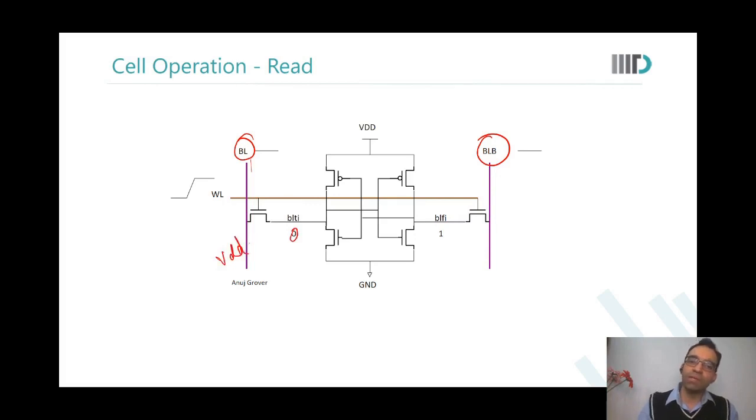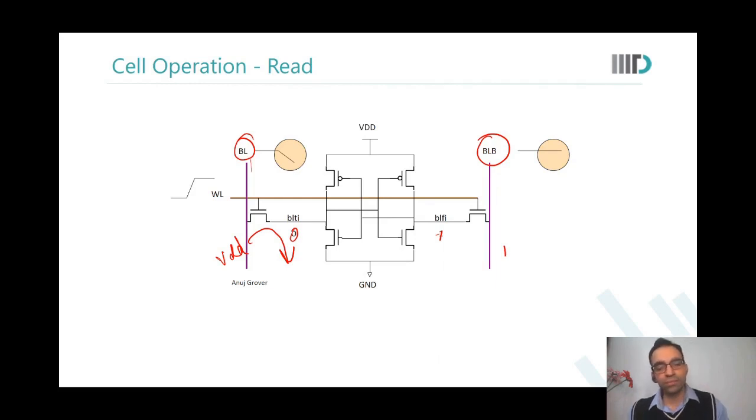What will happen? Some current flow would happen. As that current flows, bit line would discharge. BL bar, because this is also 1 and this is also 1, would not change. And it is this differential that is created that you will sense at the sense amplifier to complete the read operation. Are you able to see this? Any questions?